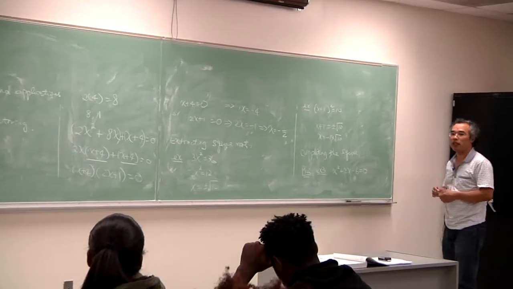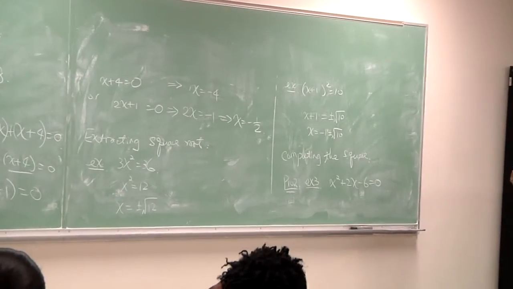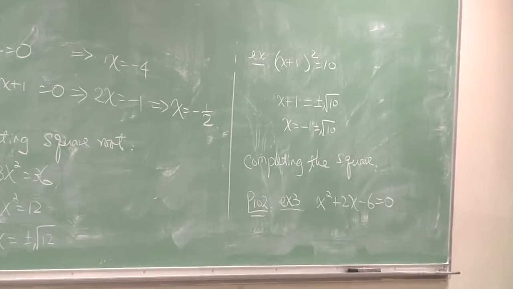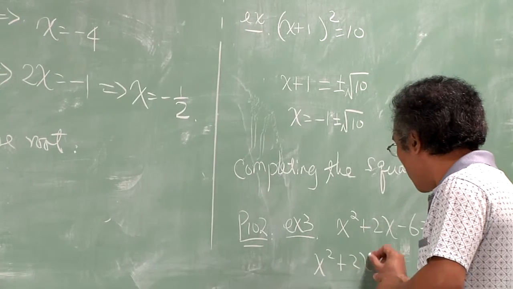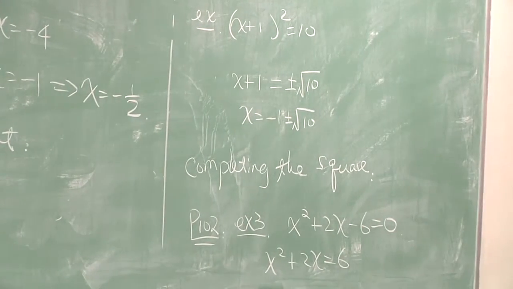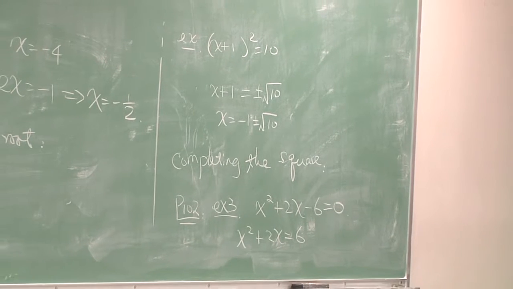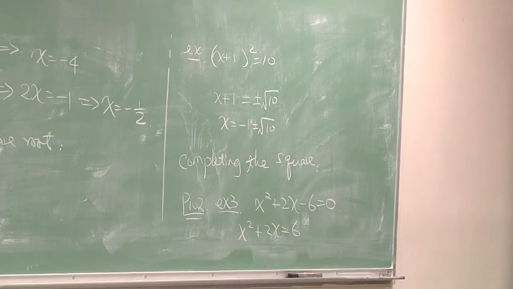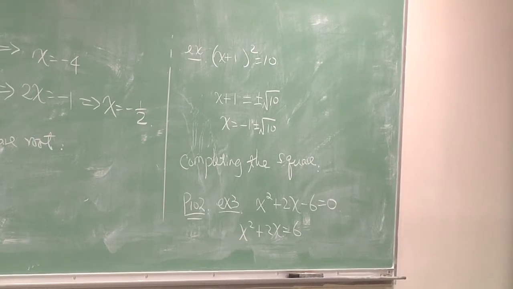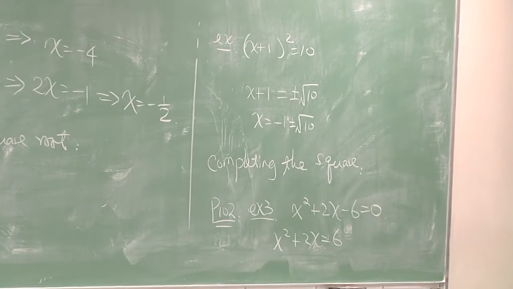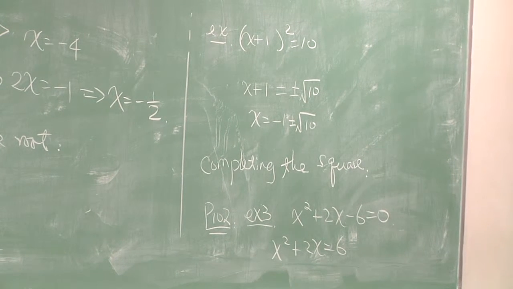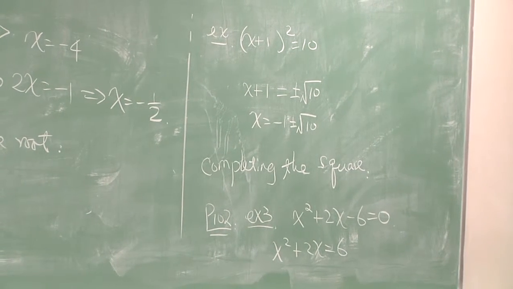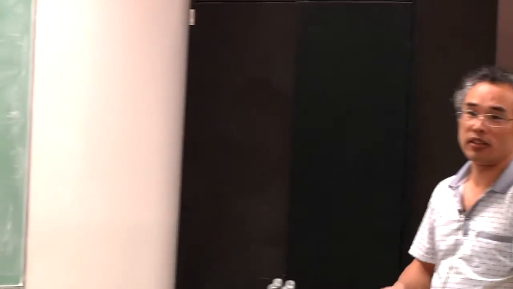The first step is to put the number on the right side. So we're going to add 6 on both sides. This is different from the factoring method, where you need to put everything on one side. In this case, you need to put the number on one side and the other two terms on the left. And then we can try to complete the square on the left.